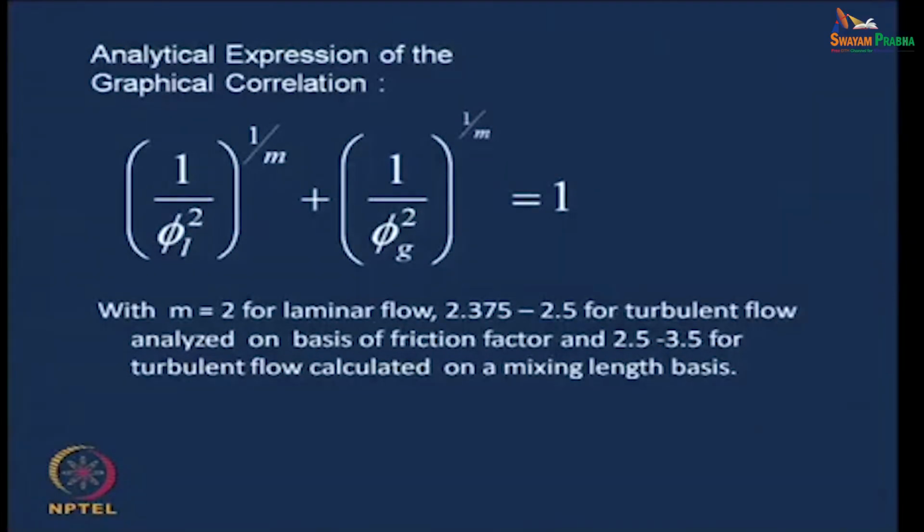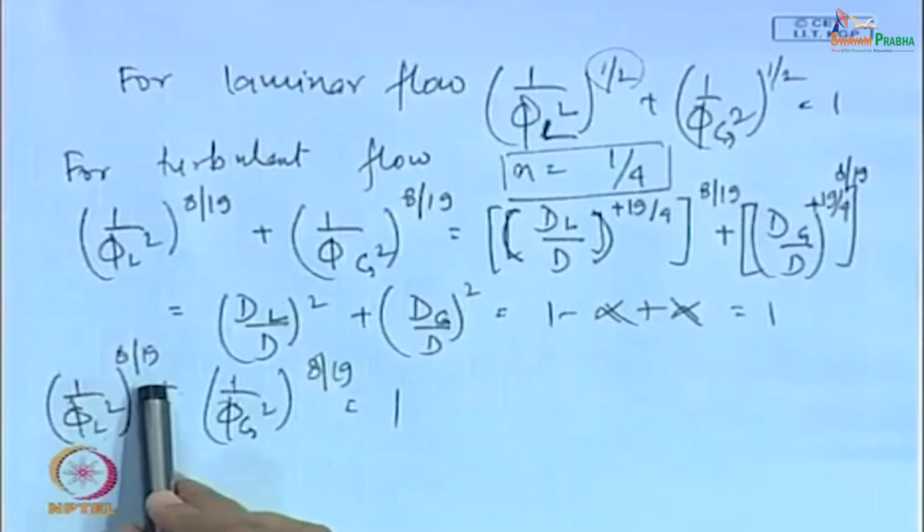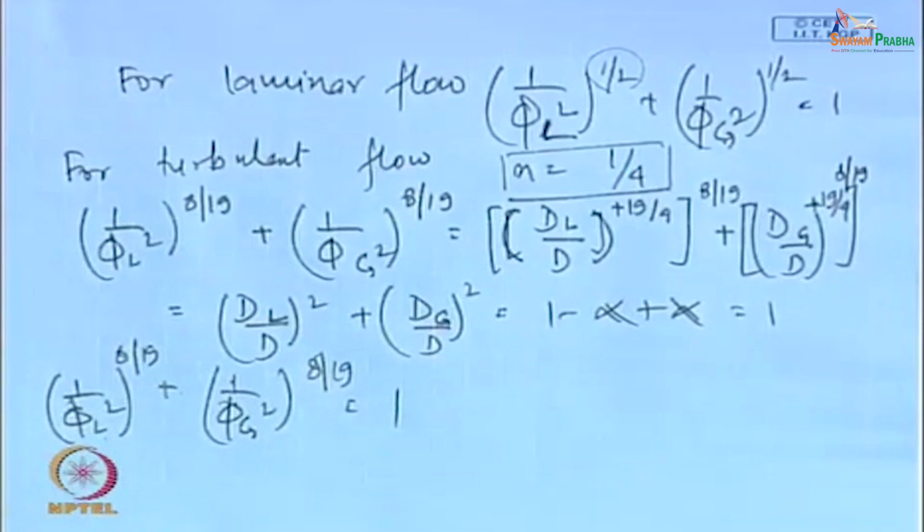Okay. So, therefore, remember the analytical expression that has been expressed as 1 by phi L square whole to the power 1 by m plus 1 by phi g square whole to the power 1 by m equal to 1, where as we have already derived m equals 2 for laminar flow, is not it? We have already derived that if it is on the basis of a Blasius type expression, then m will be equal to 19 by 8, which is nothing but 2.375, and this is your home assignment.